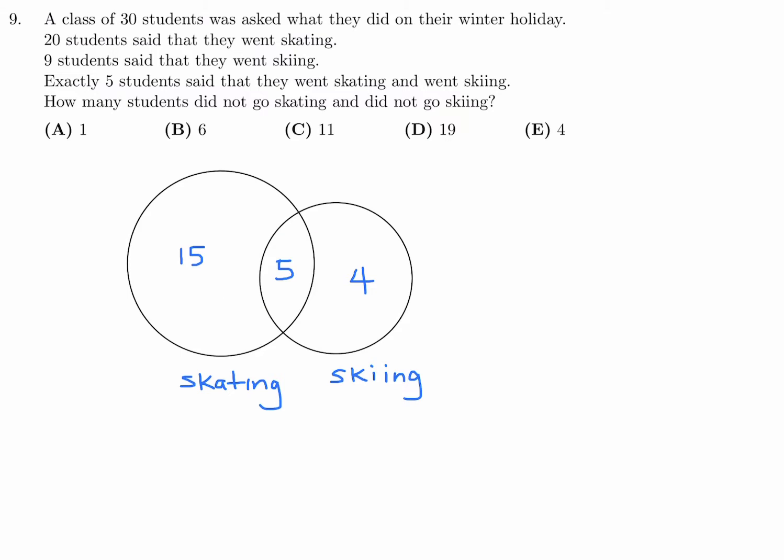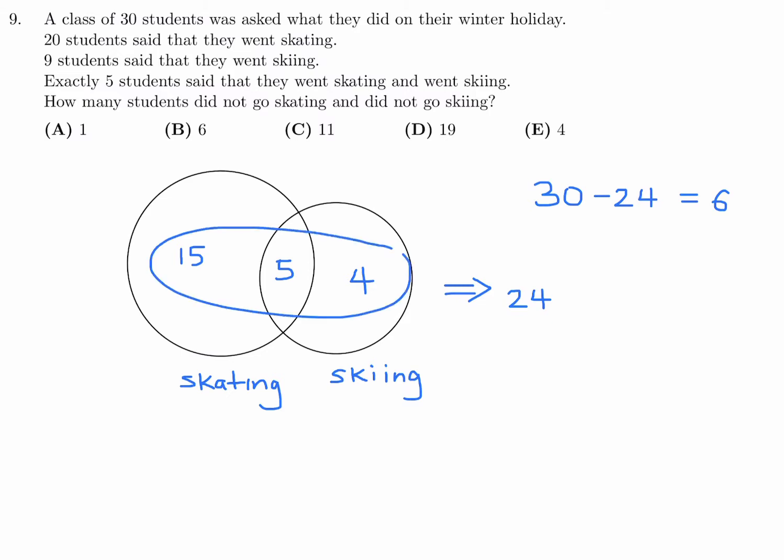Well, we got 5 plus 15 plus 4, so that is 24 students that went either skating or skiing or a combination of both. But there's 30 students altogether. So 30 minus 24, which is 6, are the students that did not go skiing and did not go skating and therefore were not represented in that diagram. So number 9, the answer is 6, which is choice B.